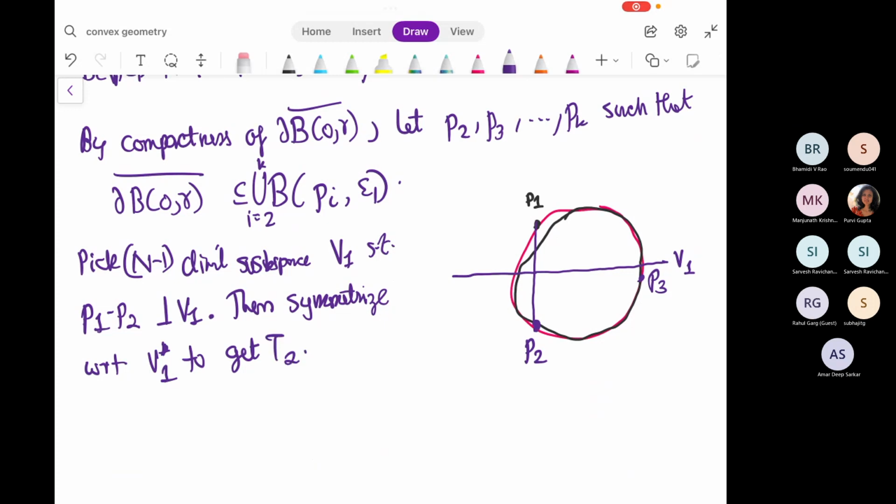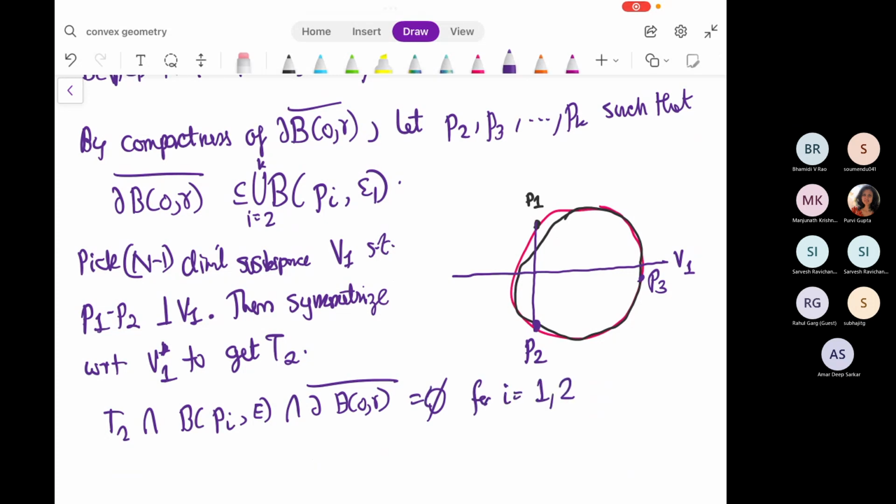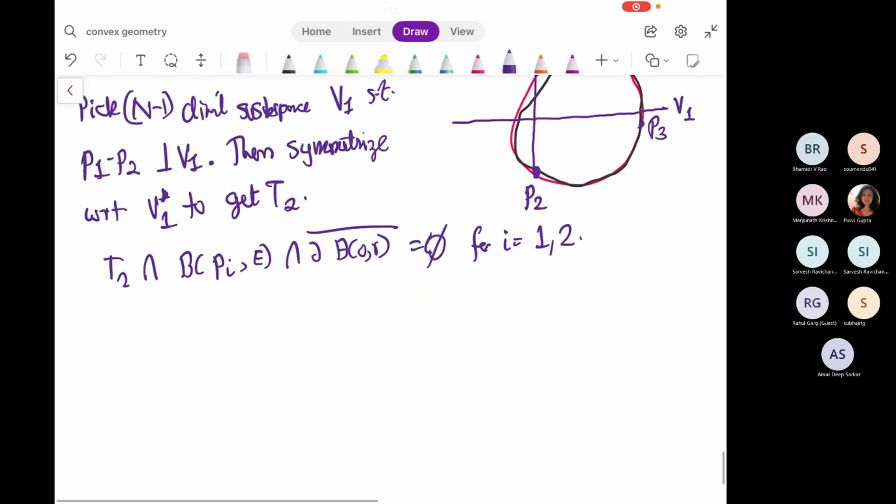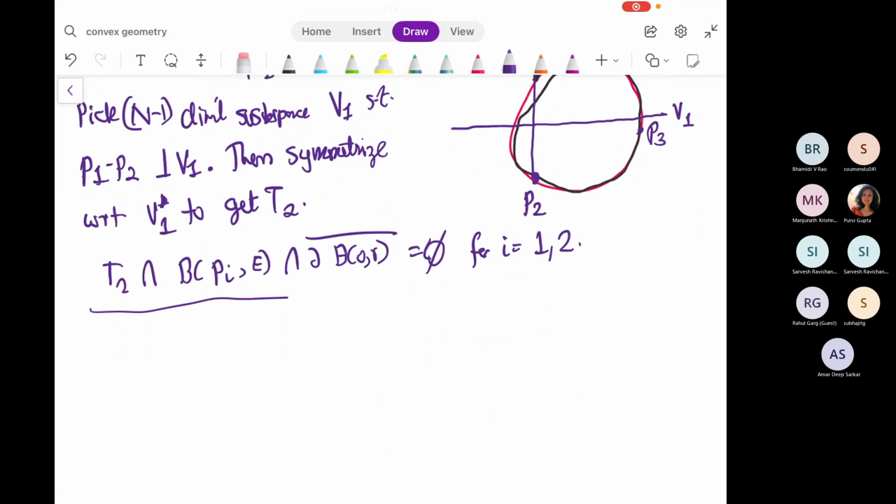But then T2, by the previous lemma, will have that T2 intersection the ball of radius pi epsilon intersection the boundary is empty, but now for i equal to 1 and 2. So this will be true for P1, but post symmetrization it will be true for P2 as well. And now you can just keep going.